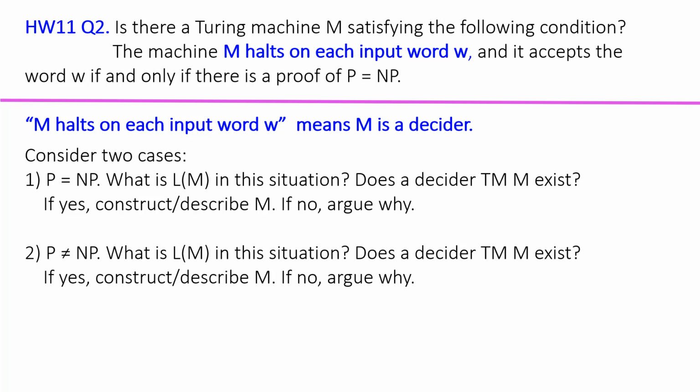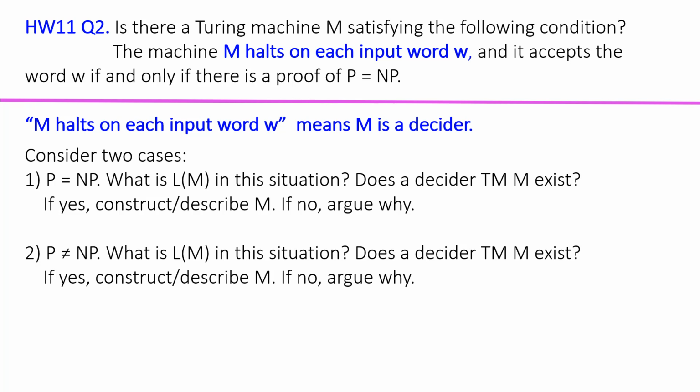Now let's analyze the second homework problem. Is there a Turing machine M satisfying the following condition? The machine M halts on each input string W, and it accepts W if and only if there is a proof of P equals MP. First, if this M exists, it needs to be a decider because it halts on every input string. Second, you don't even need to know the meaning of P equals MP. You only need to know that it is some proposition that is either true or false.